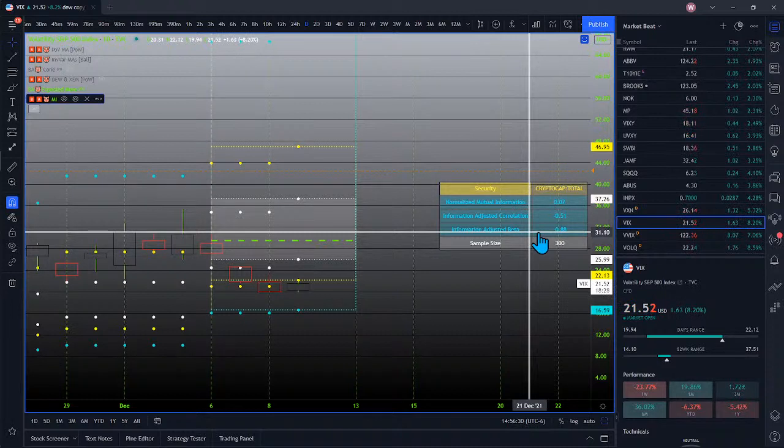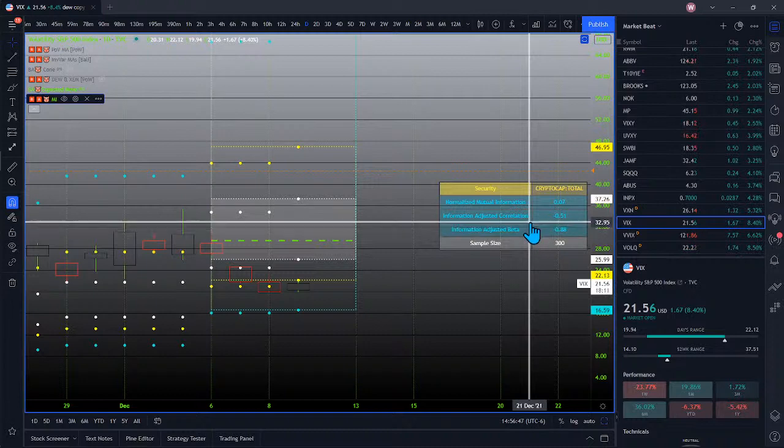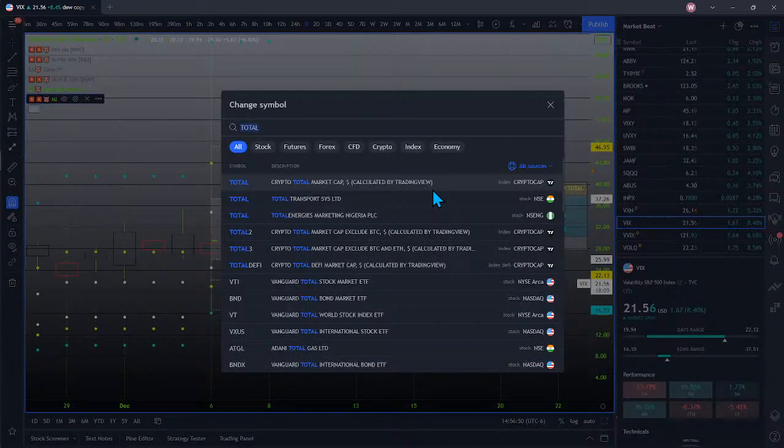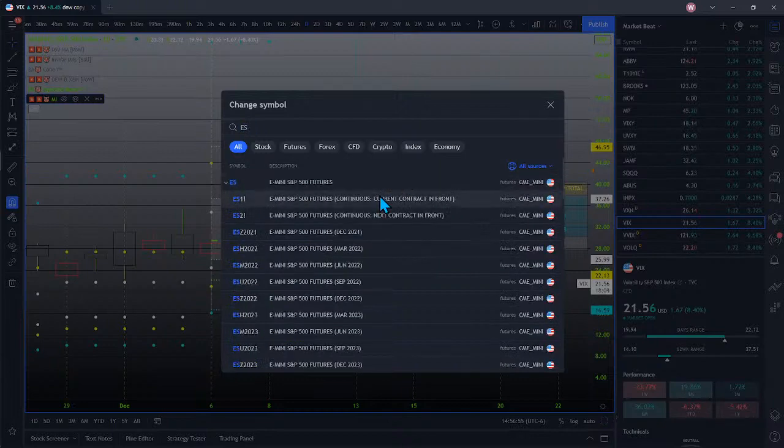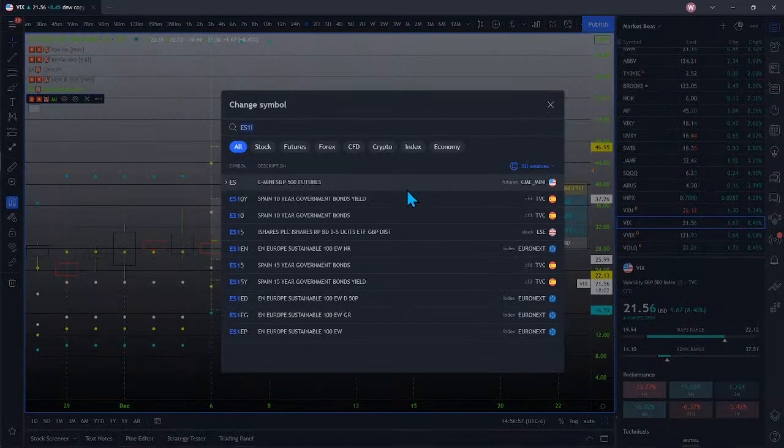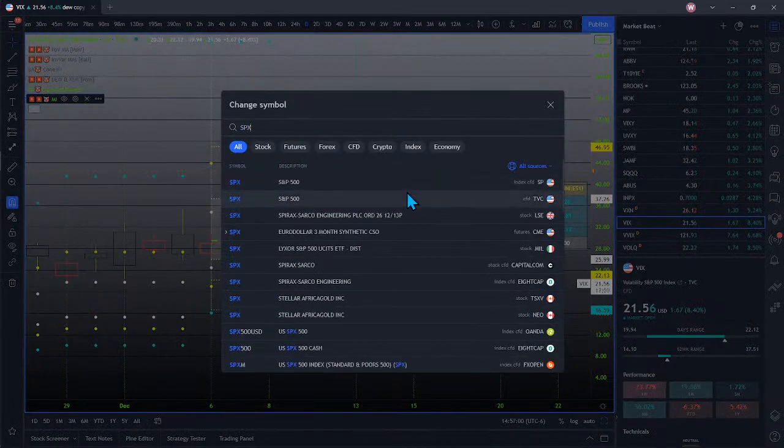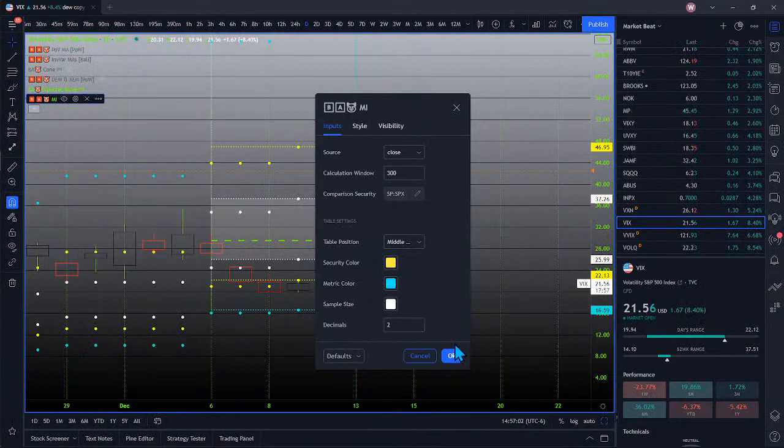But then if you look at the information adjusted correlation, that gives you a little bit more of a tell. That's negatively correlated, so that when the VIX is high, when the VIX is increasing in price, there is a decent chance that the entire crypto market cap is going down. So then we look at it compared to the NAT, or let's start off with ES, right? Or actually, let's do SPX, because I think that the calculation is based off of SPX.